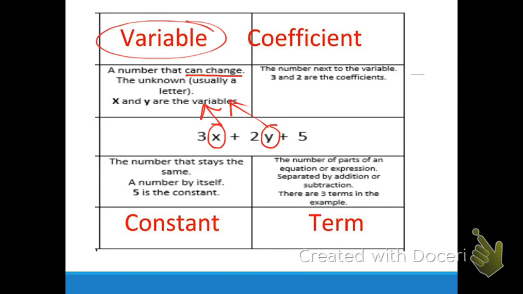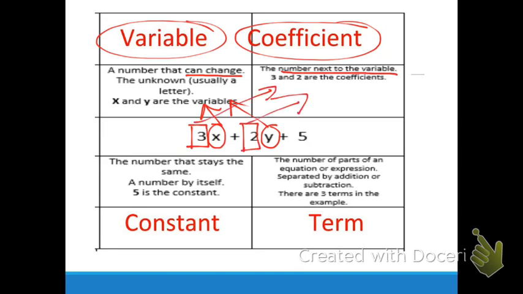Now another word that's kind of unusual is coefficient. Think of correlate, anything that has to do with something else. So a coefficient is the number that's next to the variable. In other words, it's the number that's multiplied, because remember, when we see a number next to a letter, that means multiply. So the coefficient is the number that's multiplied. So 3 and 2, those are our coefficients. So draw a little arrow that way.